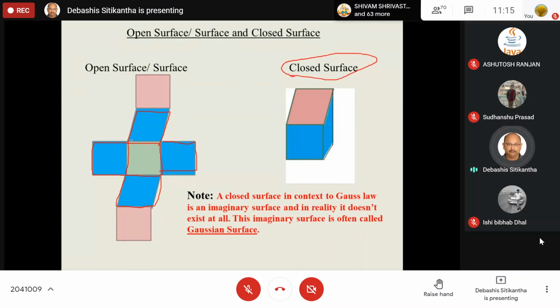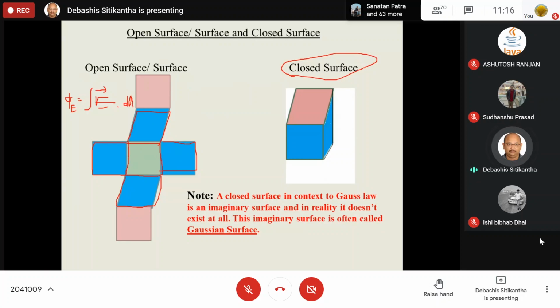So previously we were using the word surface, or simple open surface. Now when we fold it in a particular manner, it becomes a closed surface, and in this case your closed surface is nothing but a volume, or it is generating a volume. So when we are dealing with an open surface, we simply write phi_E equals integral of E vector dot dA vector.